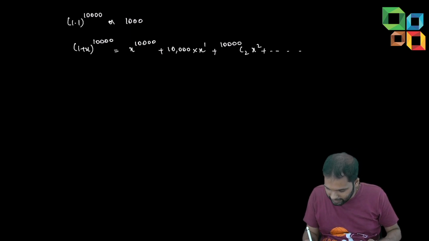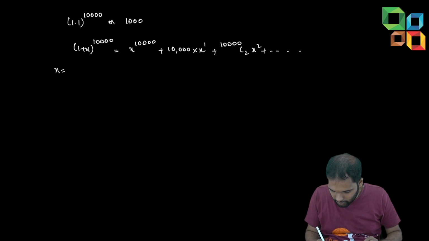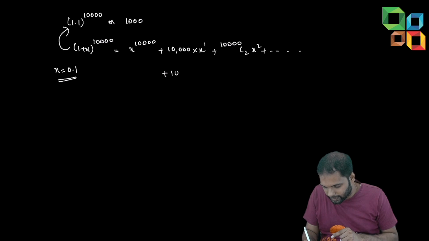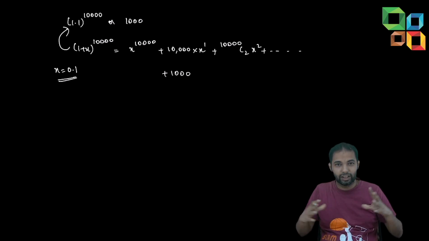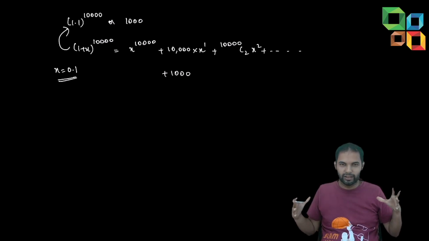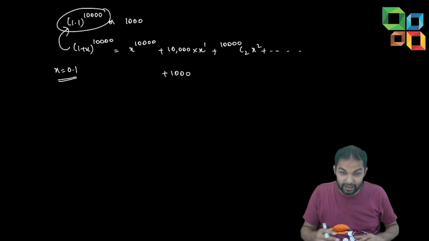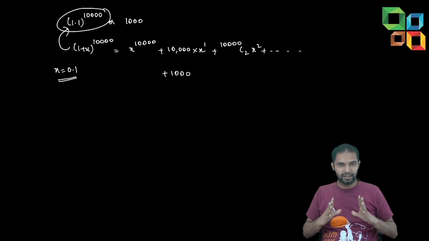Can you look at the second term here? Suppose x is equal to 0.1. Why did I take 0.1? Because obviously I need 1.1, so x is 0.1. Look at the second term itself, it is 1,000. And the rest of the terms we're just adding, however small they are, just adding to 1,000. So certainly this is larger than 1,000.